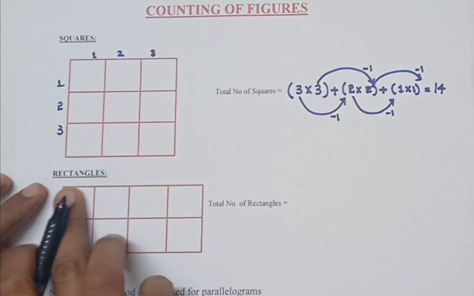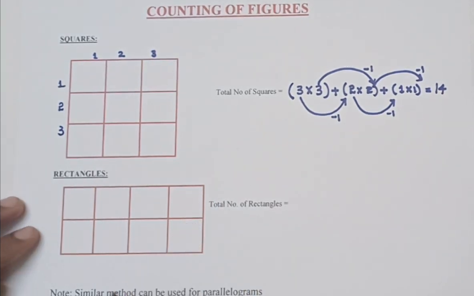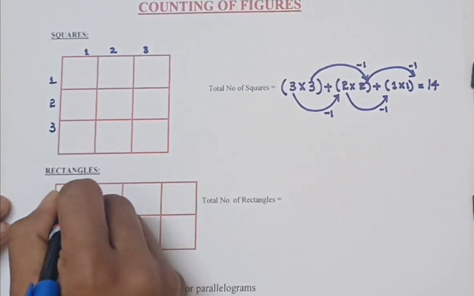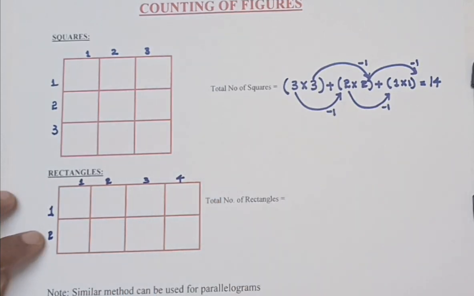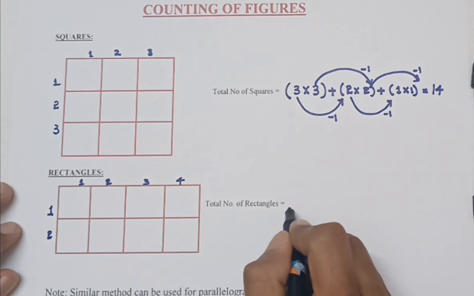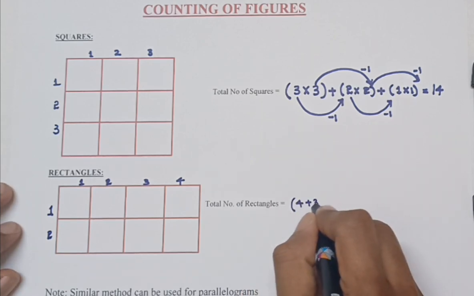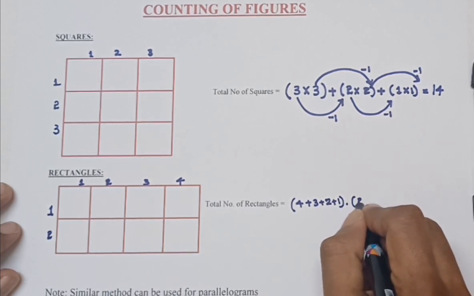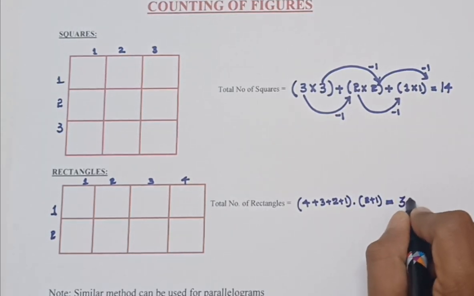Now let's start with rectangles. To find the total number of rectangles in this figure, we follow the similar method explained earlier. We number the rows and columns. So there are 2 rows and 4 columns. So the total number of rectangles will be the sum of column numbers multiplied by the sum of row numbers. And the answer is 30.